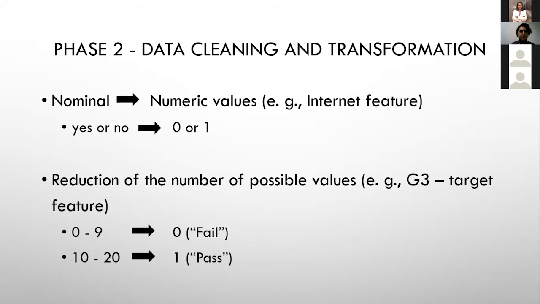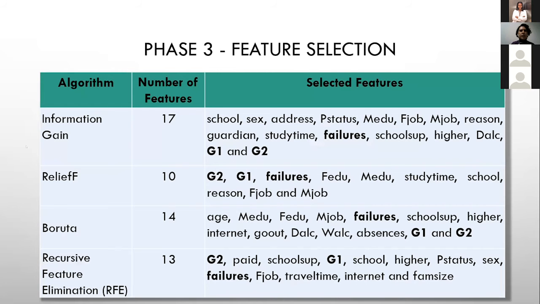The phase 3, we have the feature selection, because we had 33, but we used some methods, some algorithms, to look at all these features and try to see which are the most important. Using information gain we got 17, Relief 10 features, Boruta 14, and recursive feature elimination just 13.